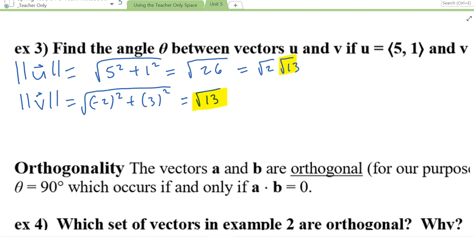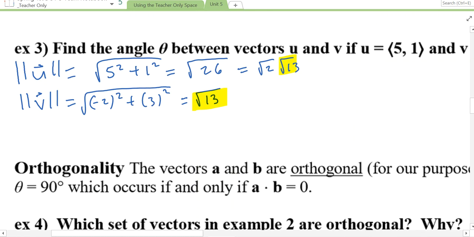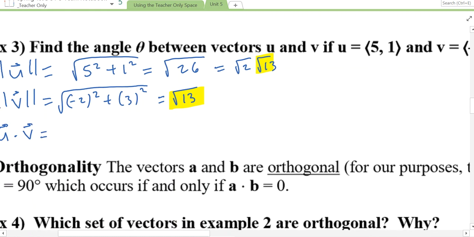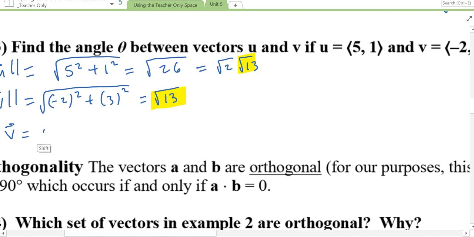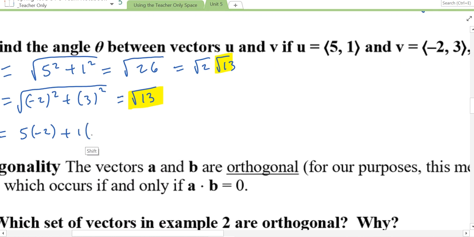All right, and now I want the dot product, so I want u dot v, the vectors, and that's going to be the x's. So that's going to be 5 times negative 2, the product of the x's, plus the product of the y's, which is going to be 1 times 3, which means that's negative 10 plus 3 equals negative 7. So now we can go find the angle.